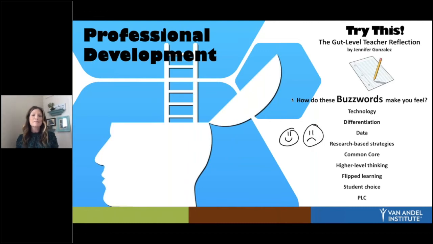So we're going to try something here. This is called the gut level teacher reflection. What you're going to need is just a piece of paper and a pencil, and you're just to write a smiley face or a sad face. So here's what we're going to do. I'm going to say some buzzwords, and before I say these buzzwords, I want to take a minute while you get a piece of paper and a pencil. Jennifer Gonzalez, she's a great thought leader. So if you haven't heard about her, search her out.